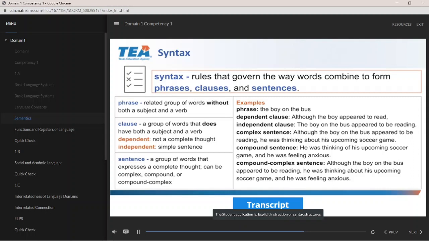Student application. Explicit instruction on syntax structures should be embedded into the context of reading and writing. This includes borrowing examples from mentor texts or content area literature.